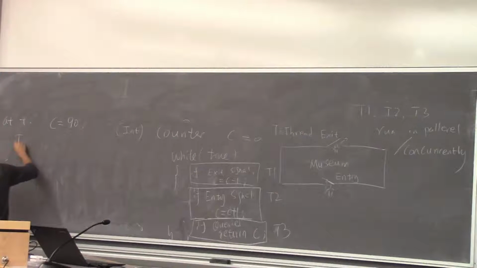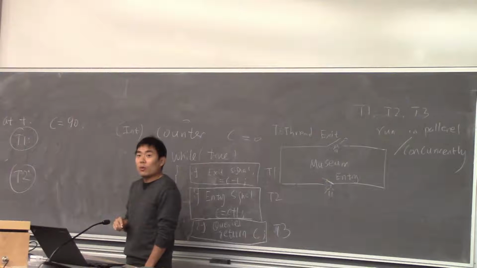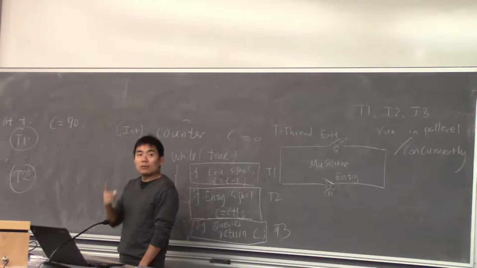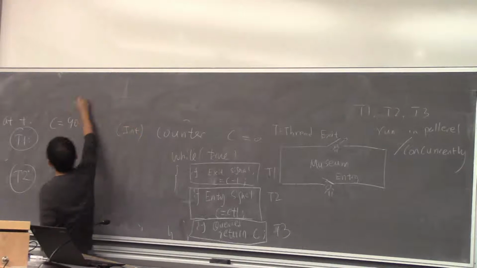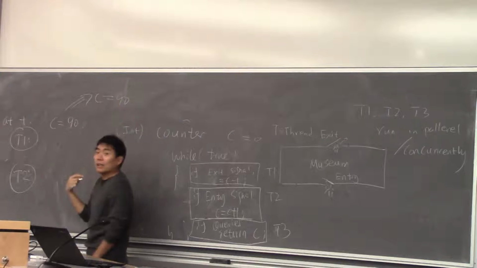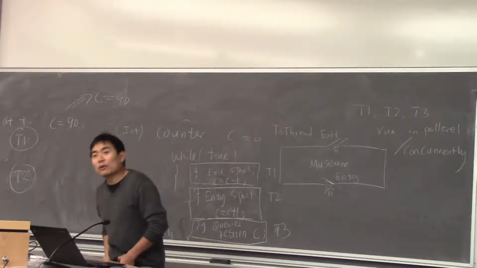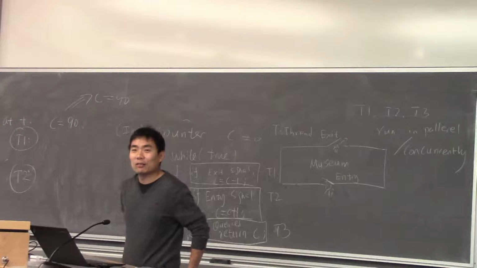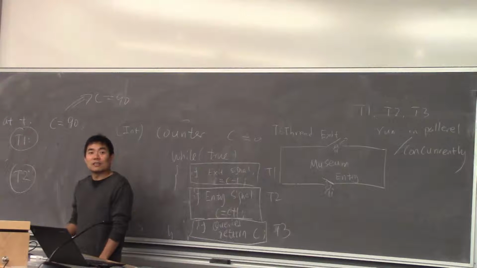So at T1, what's going to happen? Let's just say T1 and T2. What's going to happen in this case? Well, we know that if that's the case, the final answer should still be 90. However, there are quite a few different possible answers, right? If you think about it, what are the possible answers you get here?